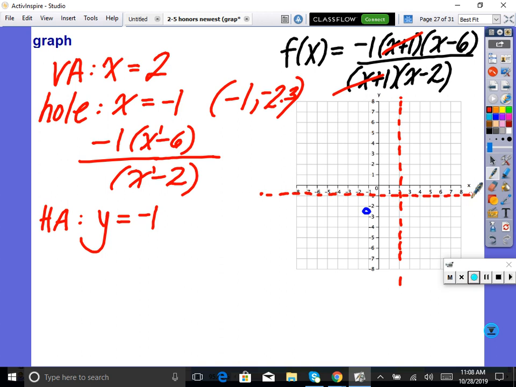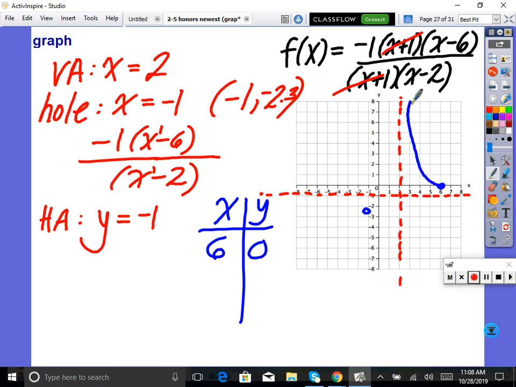So then let's go ahead and make an XY chart. X-intercepts are at 6, 0, because they come from the top. So I already know now, right there, this side of the graph must be filled in like this. Then right here, this is a point on the graph. Do you agree? So we know that this has to be down here. And we're done.